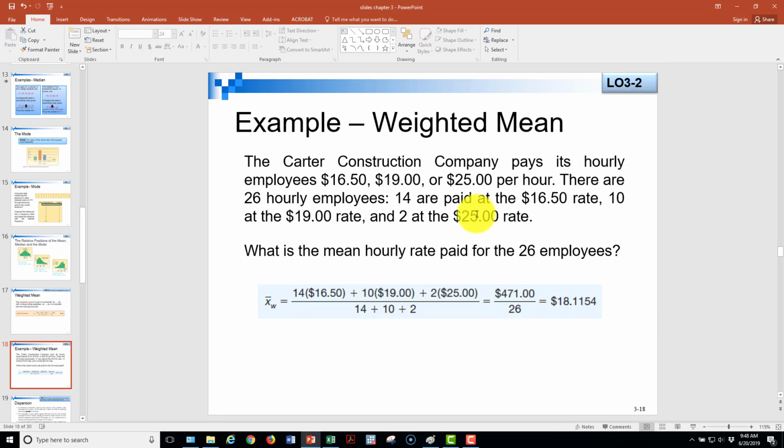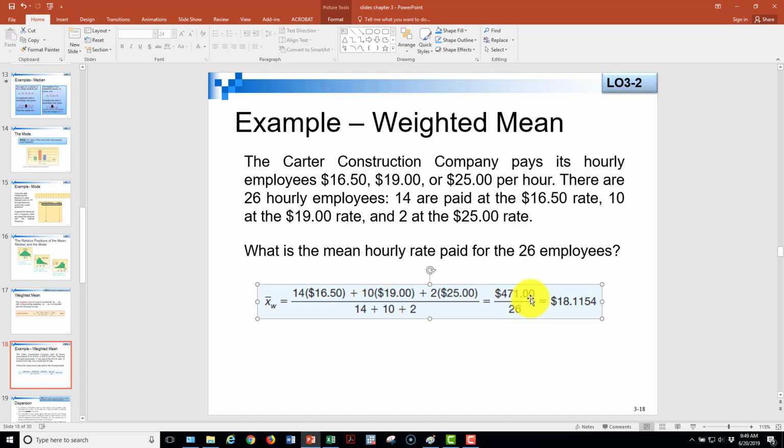However, this is not an accurate mean, because not everybody is being paid the same way. 14 are paid 16.50, 10 are paid 19, and only 2 are paid 25. So the wage of $25 is less important than the other two wages. That's why you take the 14 as a weight and multiply 14 by 16.50 as shown here, and then add 10 times the 19 wage, and then add 2 times the 25 wage. And then in the denominator, you add the weights, 14, 10, and 2.